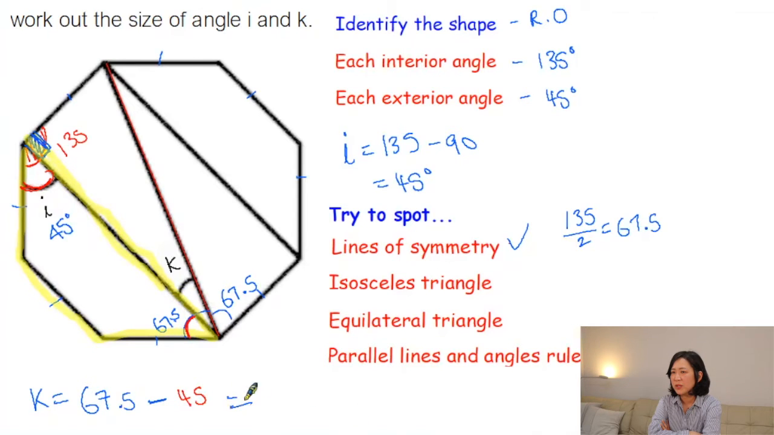So we take away 45 from 67.5. Then we can come up with the angle K, right? So K is 22.5. So then we found the answer: I is 45 and K is 22.5.